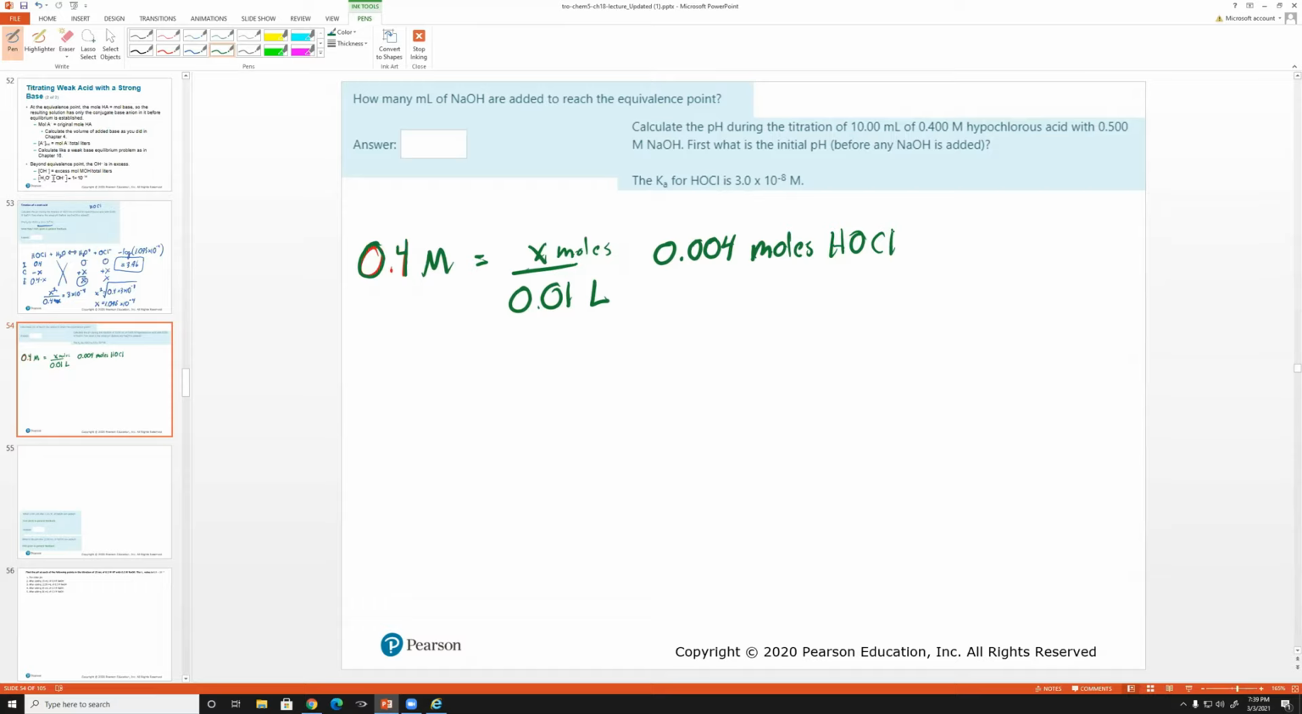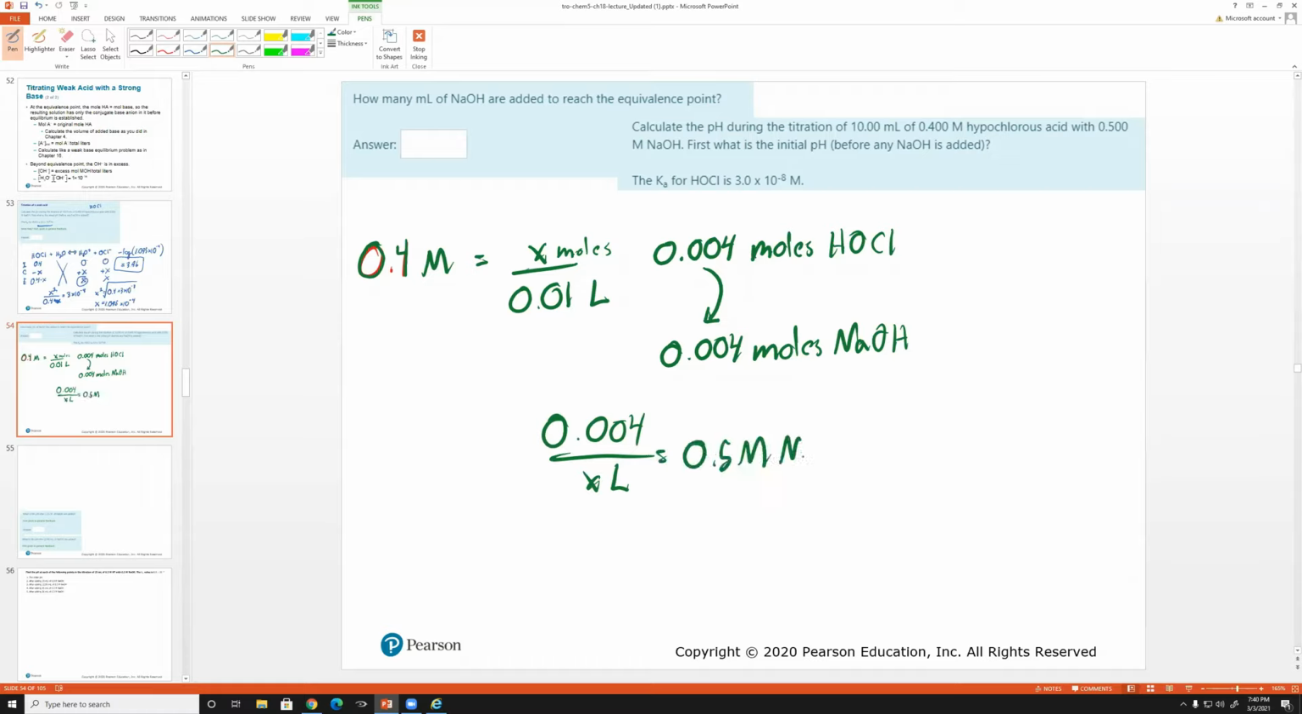Next, because we're neutralizing it completely, we're asking about the equivalence point, this corresponds to 0.004 moles of NaOH added. So that marks the equivalence point. Now, based on our given concentration for NaOH, which we know is 0.5 molar, how many milliliters is that? That's all this question's asking: how many milliliters does it take to completely neutralize this weak acid? Good, Sumi, good job. So it would be 0.004 divided by X liters equals 0.5 molarity for NaOH. We can multiply that over, divide that over. X equals 0.008 liters, which would equal 8 milliliters.